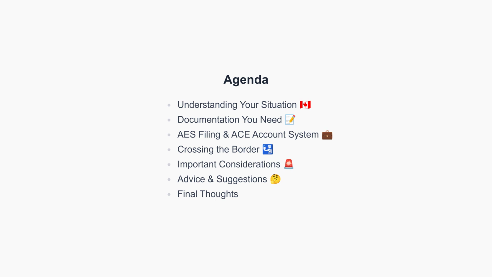In today's video, we'll be discussing several key topics: understanding your situation as a Canadian citizen living temporarily in the US, the documentation required, how to file the automated export system and work with the ACE account, crossing the border efficiently, important considerations during the process, some advice and suggestions, and, finally, our concluding thoughts.